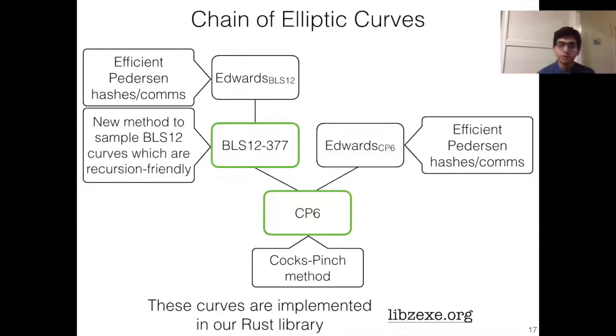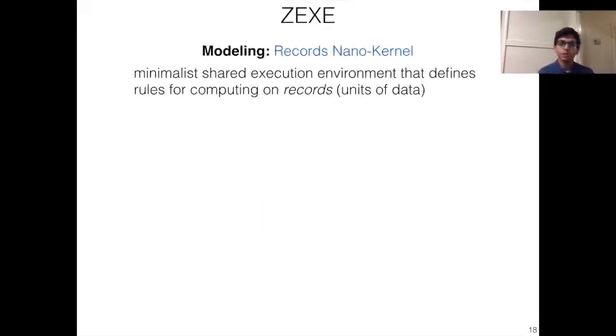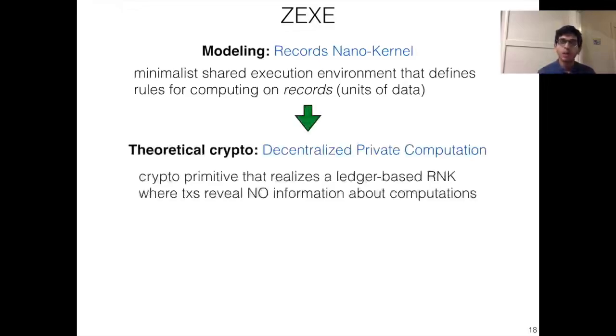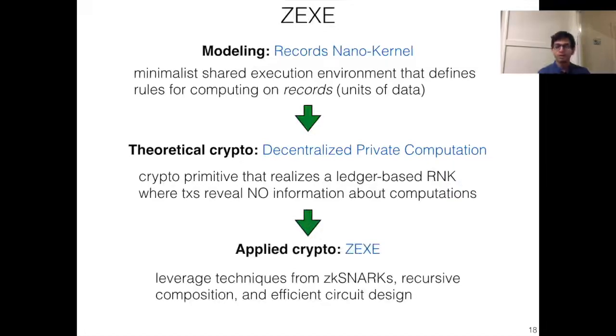Now, these efficient implementations allow us to achieve the excellent transaction size and verification time numbers that I reported earlier. Okay, so to conclude, in this talk I presented ZEXE. We saw how we can use birth predicates and death predicates to model computation over these data records. In the paper, we show how to realize this records nano-kernel via a cryptographic primitive called Decentralized Private Computation. And finally, we also have a lot more details about our implementation, including details about elliptic curves, but also efficient circuit design and how to best recursively compose these proofs. Thank you.